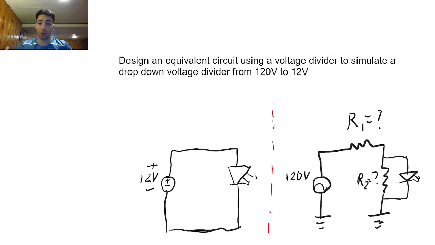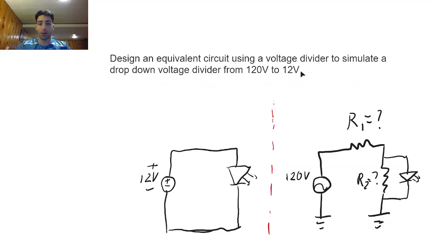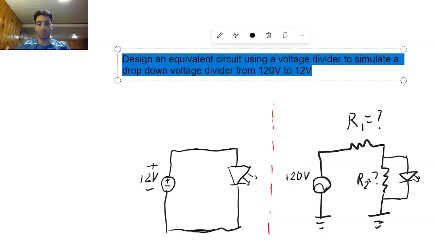So I want to make sure I don't fry my LEDs from providing it straight up with 120 volts. I need to be able to step down that voltage. So I have this question, I'm going to copy it into ChatGPT.